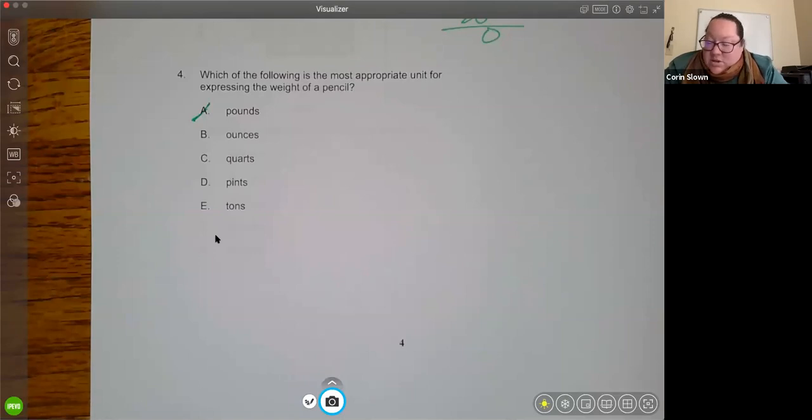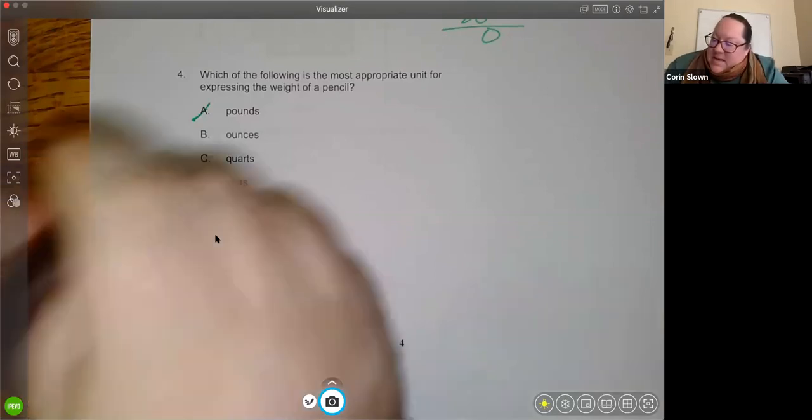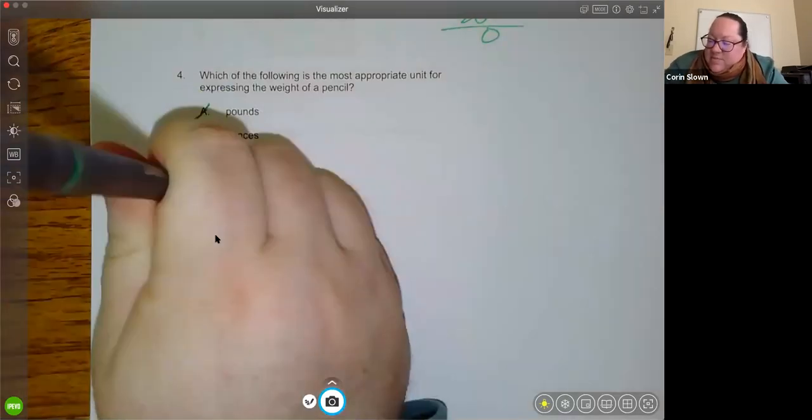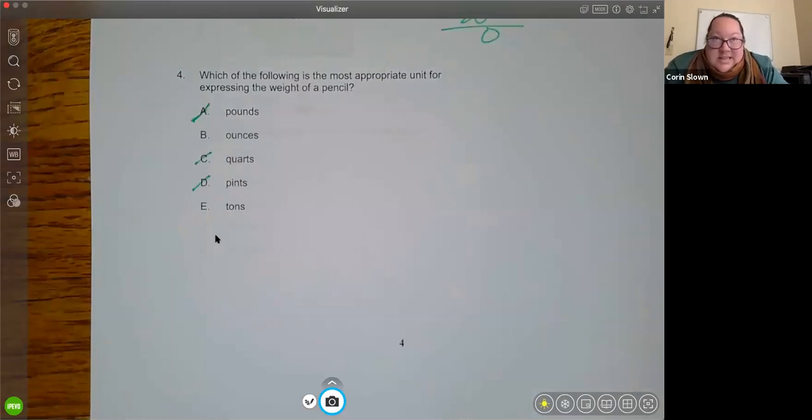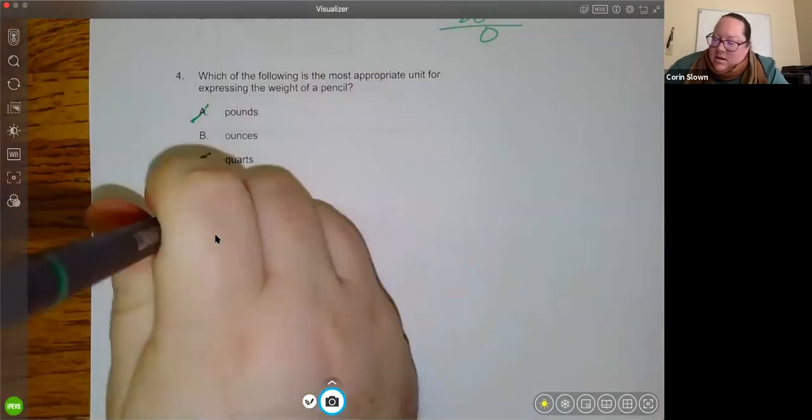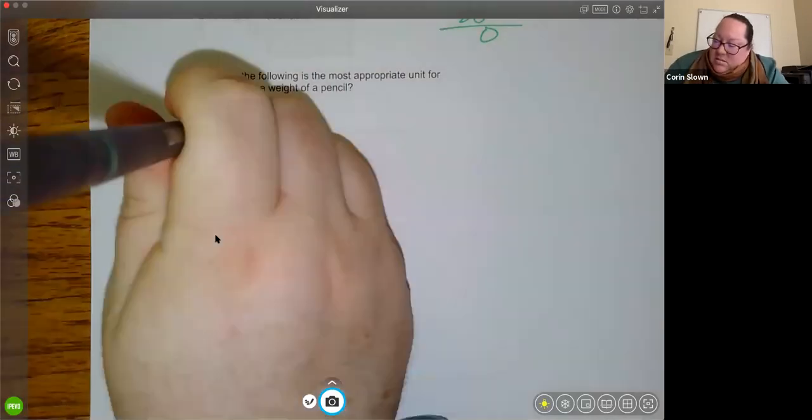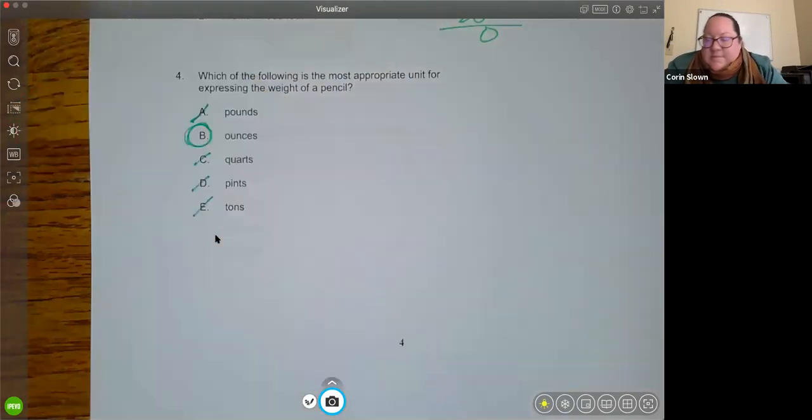Quarts is what we use to measure a liquid, say, for example, a quart of milk. The same thing is true for pints. So because the pencil is not a liquid, I know that I can get rid of both of those. Tons is like the weight of a car. So I think tons is too big for a pencil. So we're definitely going to exclude that, which leaves us with B, ounces, as our best option.